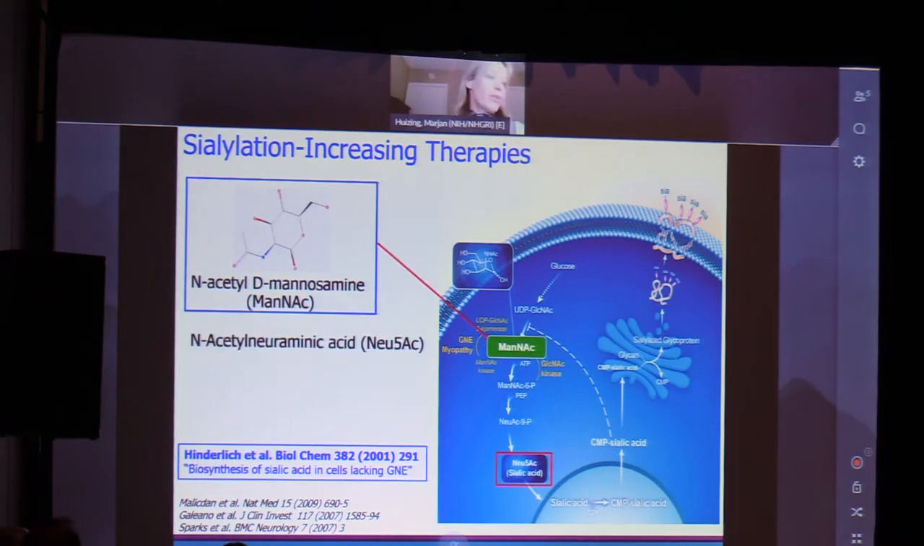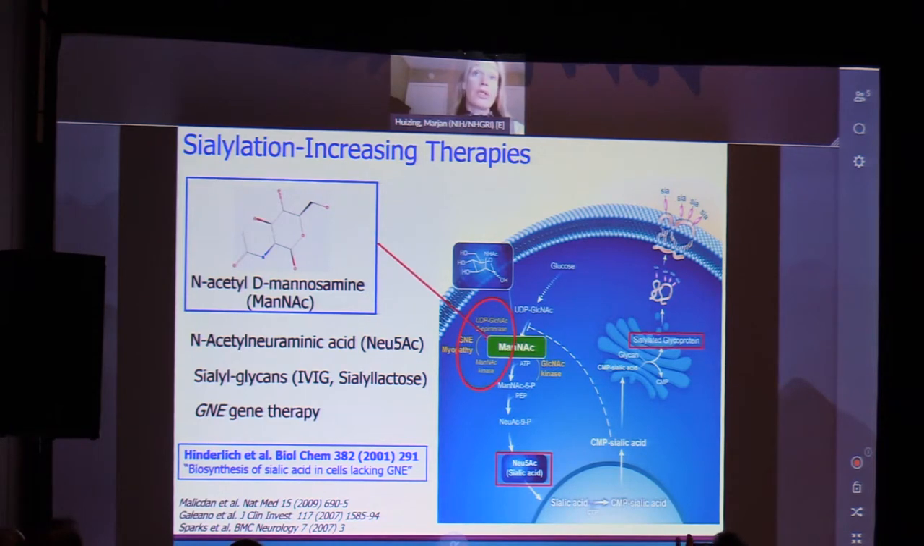Another option for therapy for GNE myopathy would be to give patients a free sialic acid. However, sialic acid is negatively charged. It has a different mechanism to get into the cell, so it's a little bit more challenging to get it into the cell. Another option would be to give patients sialylated glycoproteins, such as IVIG or sialyllactose, which have been shown to work in mice to increase sialylation of glycoproteins, and another option for therapy is to bring in an entire new DNA gene.